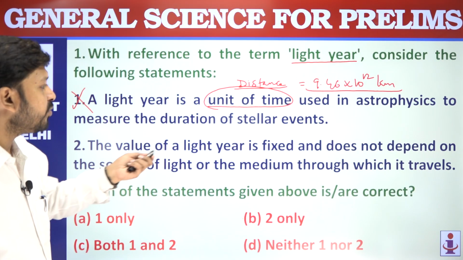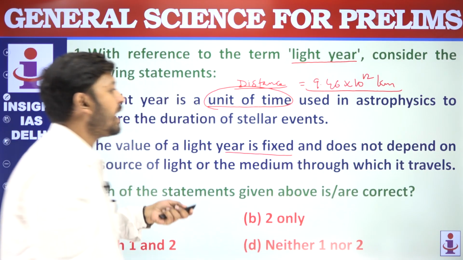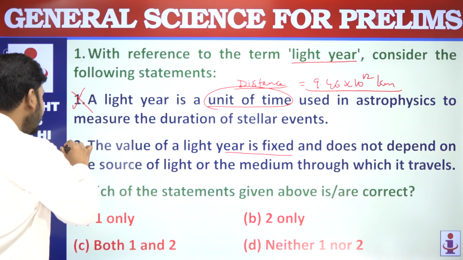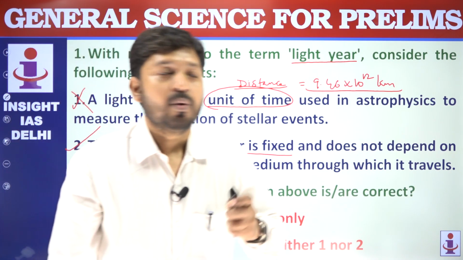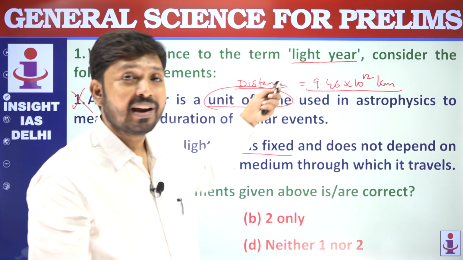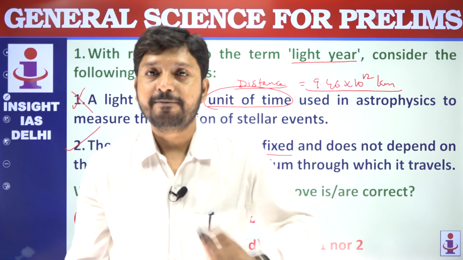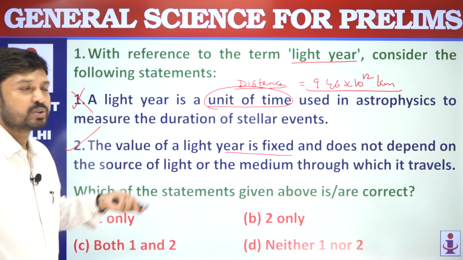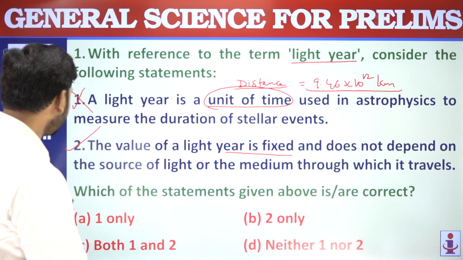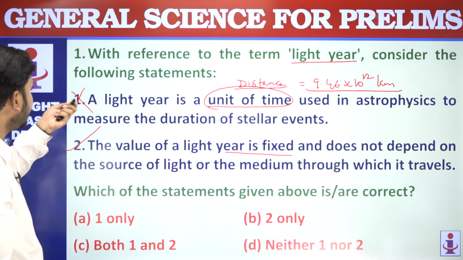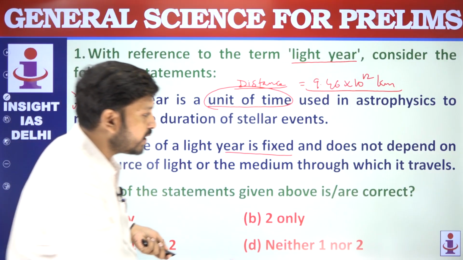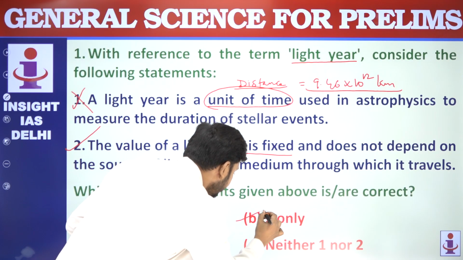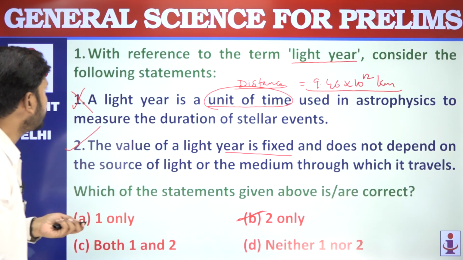The second statement: the value of a light year is fixed and does not depend on the source of light or the medium through which it travels. This is the right statement, because the light year distance we have discussed is fixed and won't depend on any medium or source. This value is always fixed. Is it clear? So according to us, the first statement is wrong, the second one is right. They are asking for the correct statement, so our answer will be option B. Is it clear? So let's go to the second question.